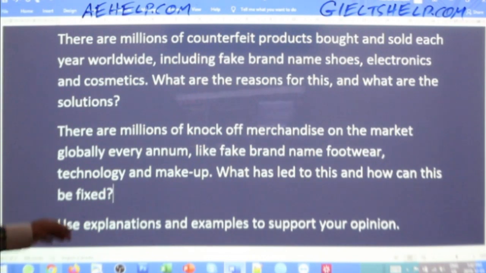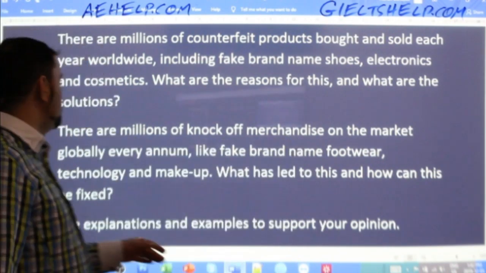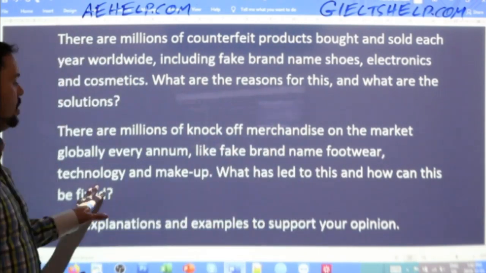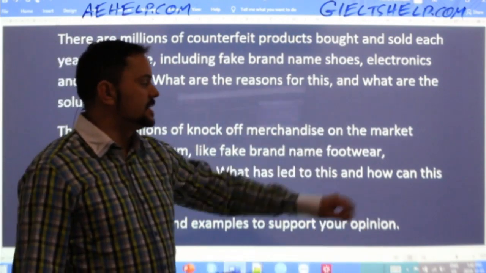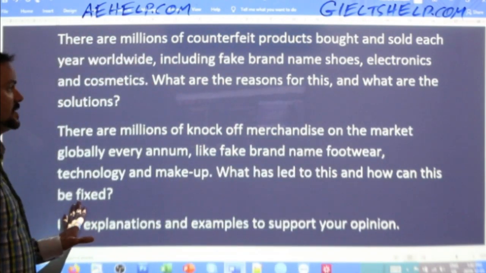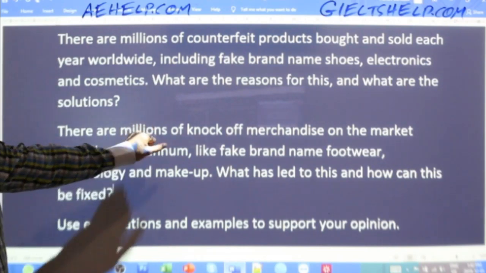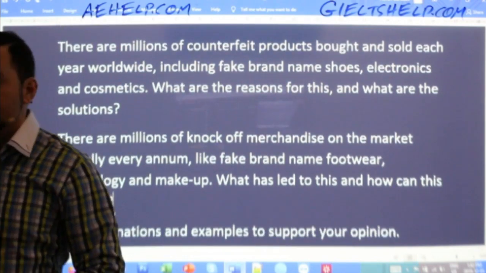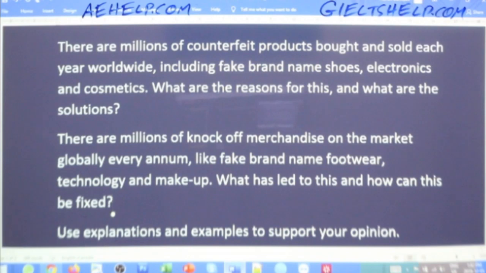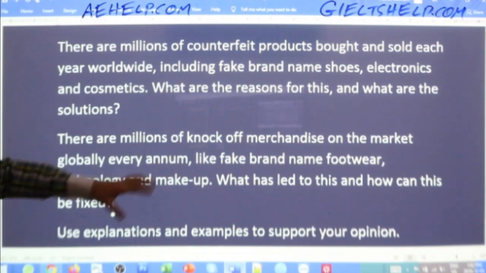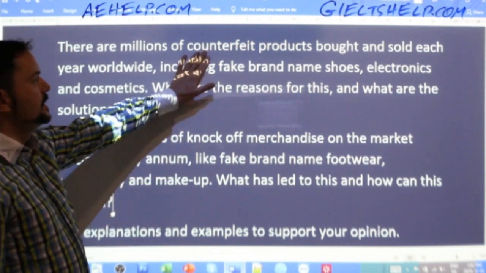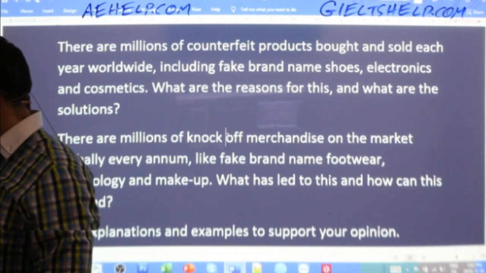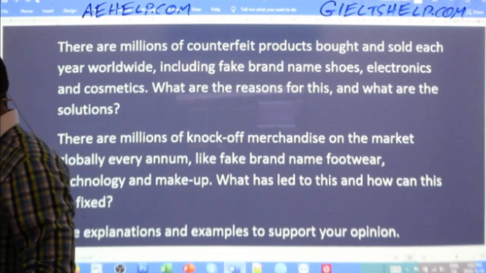So, there are millions of knockoff merchandise on the market globally every annum, like fake brand name footwear, technology, and makeup. What has led to this, and how can this be fixed? Okay, so this sentence, or these two sentences, are exactly the same as these two sentences using different words expressing the same idea. So this is an effective paraphrase. Another way to say counterfeit is knockoff merchandise. I think it might be hyphenated. I'd have to check into that.